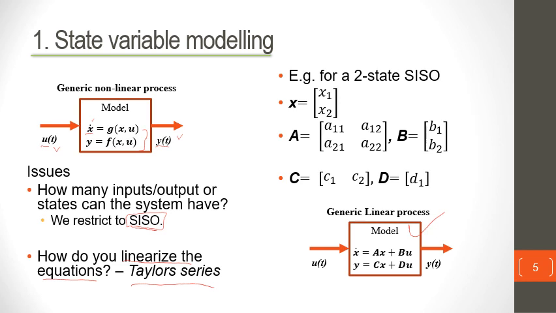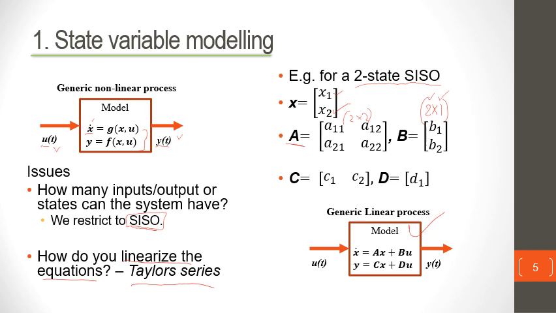So for example, a two-stage single input, single output system would have two states, x1 and x2. The A matrix of this SISO system would be 2 by 2. The B matrix would have dimensions 2 by 1, because there are two states and there's only one input.